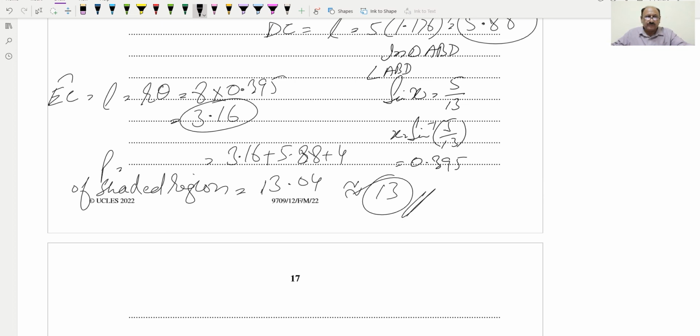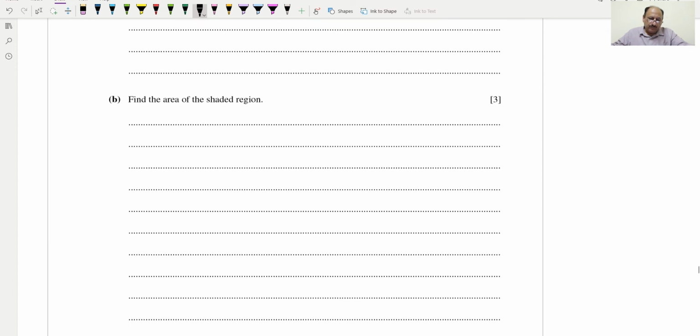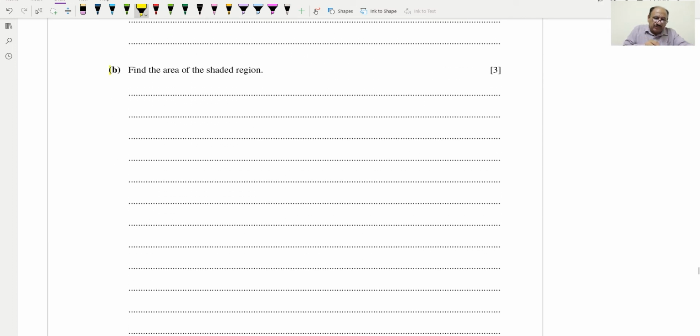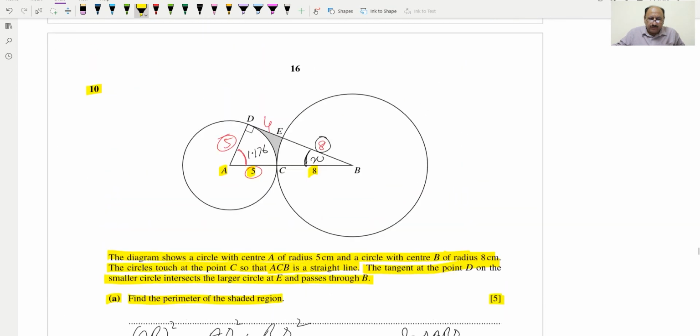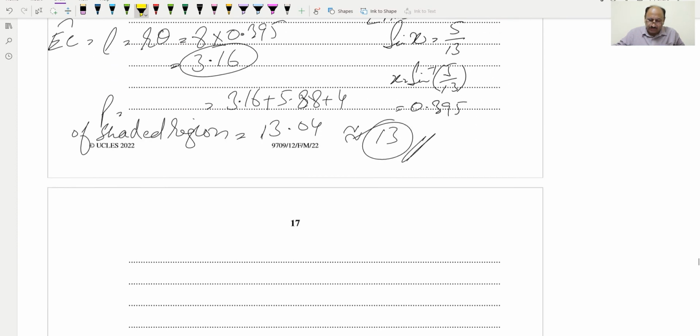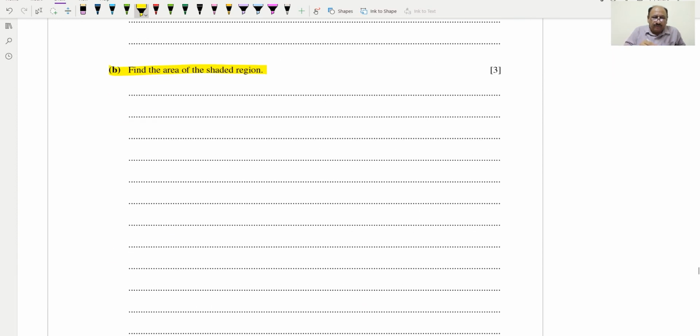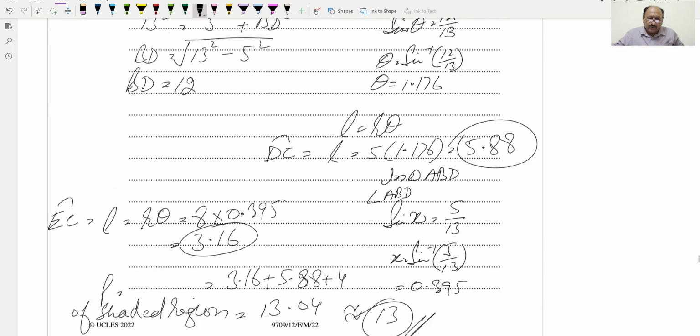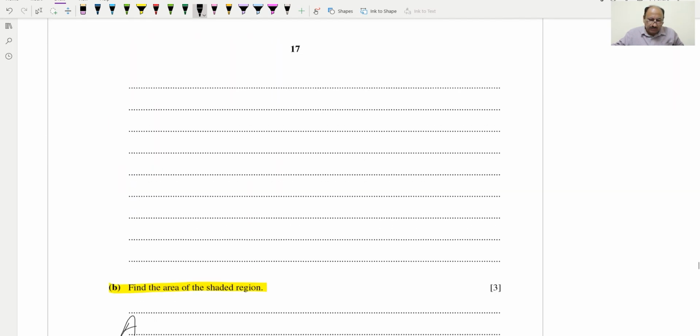Hopefully you understood this. Now the B part says find the area of the shaded region. Now the area of the shaded region will be what? Area of shaded region will be the area of the complete triangle. If we find the area of ABD and then subtract the two sector areas, we will get the shaded area. So now the area of the triangle, and the triangle is ABD.